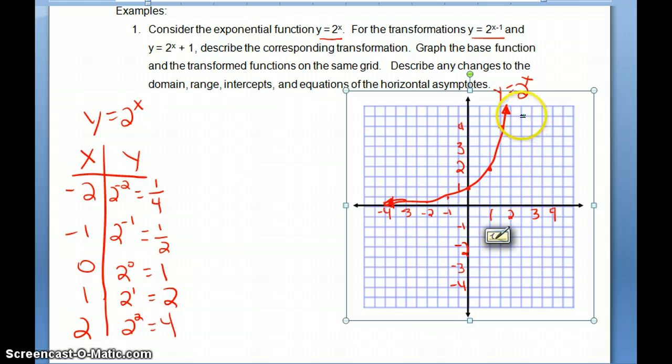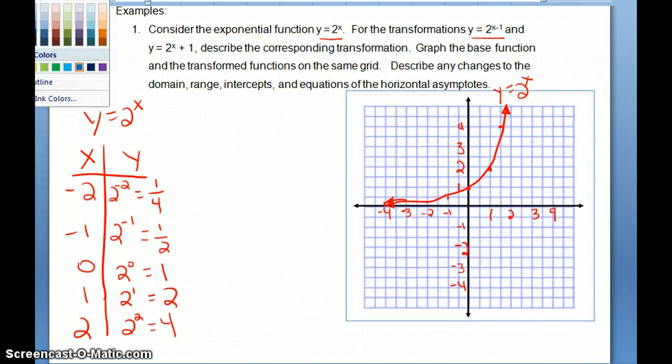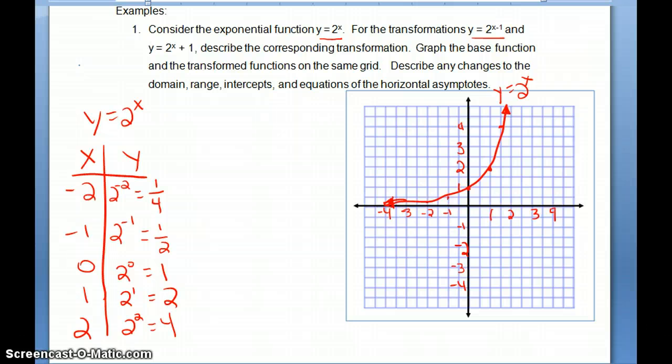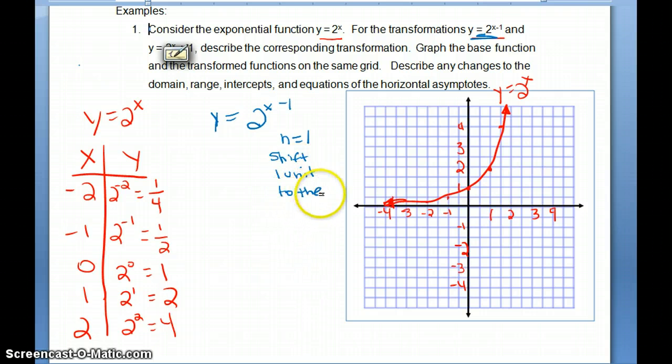So we're going to draw all of these onto the same graph. So it's going to be very important that we label everything, okay? So I'm going to use a different color here, and we're going to start and graph y is equal to 2 to the x minus 1. Alright, and if we want to talk about that, this here is your h value. So here h is equal to 1. And so that means that we're going to have a shift 1 unit to the right.